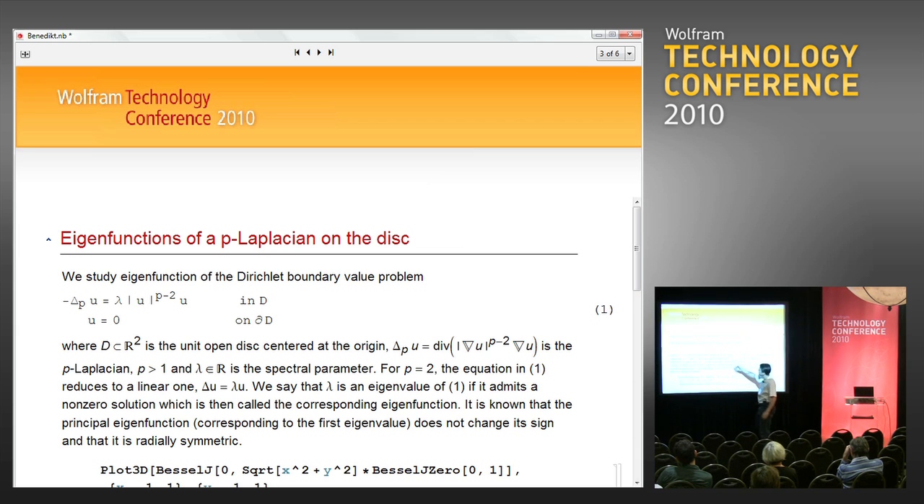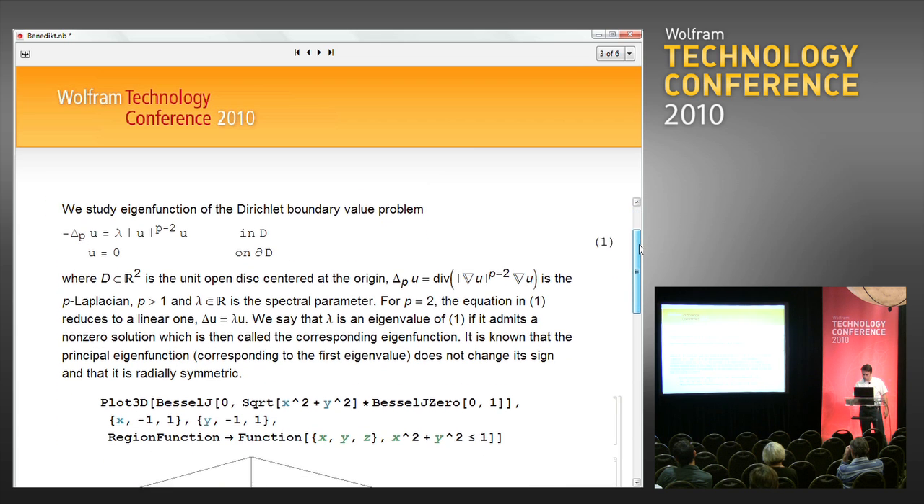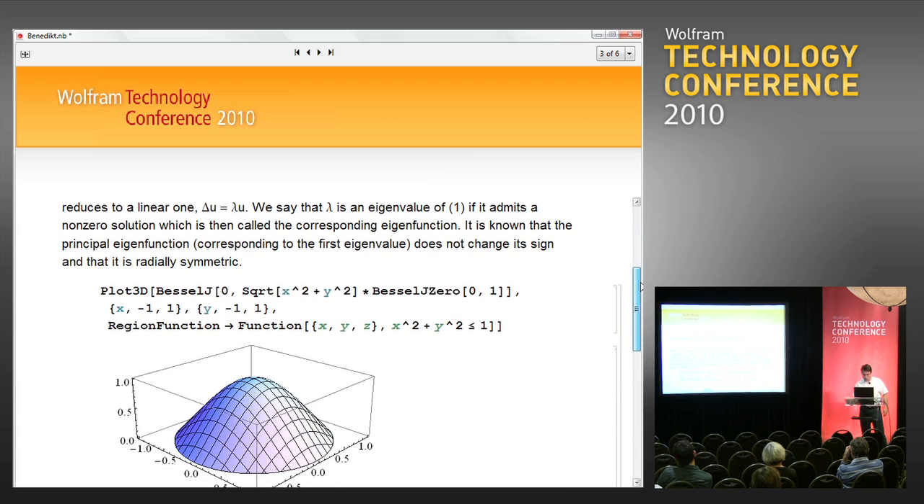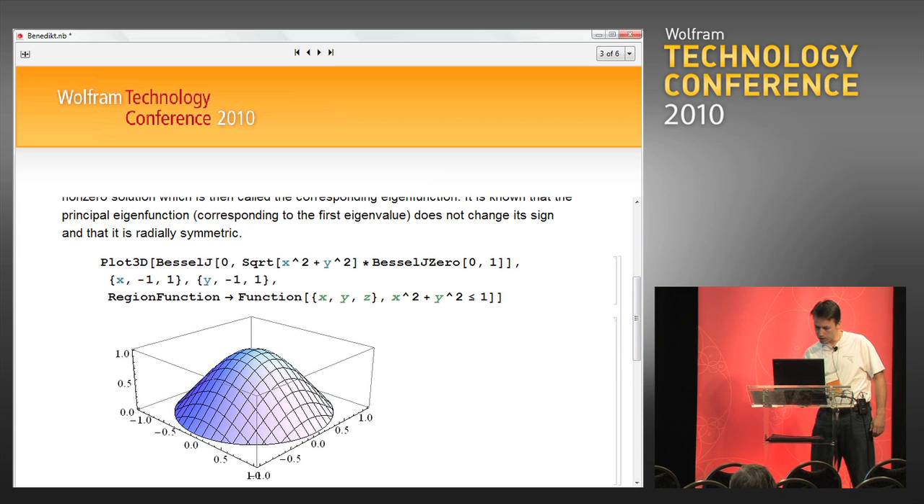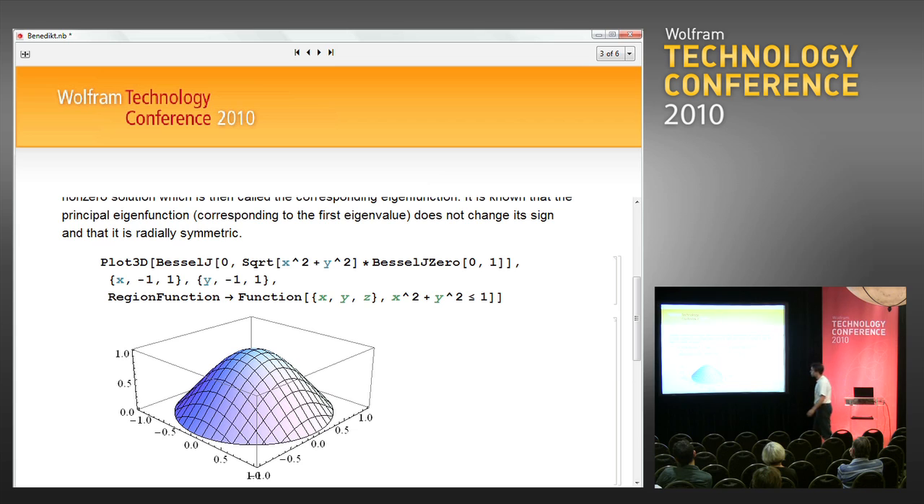Maybe I should mention that the eigenvalue is defined as a value of lambda such that this problem admits a non-trivial, a non-zero solution, and the corresponding solution is the corresponding eigenfunction. So the first eigenfunction that corresponds to the least eigenvalue looks like this. This is for p equal to 2, and it is known that it is radially symmetric, and it doesn't change sign in the domain.